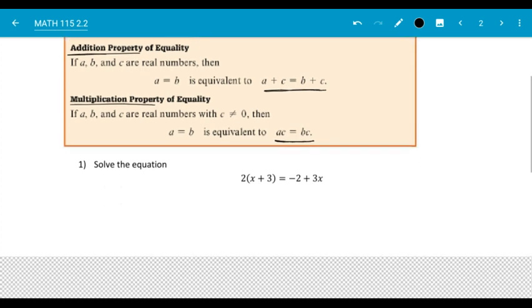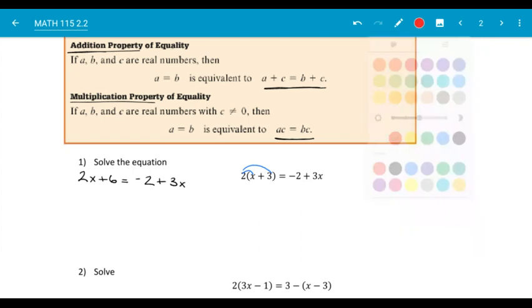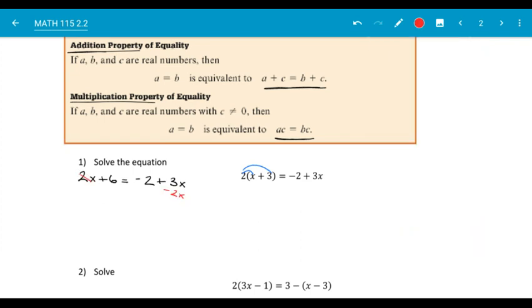So if we look at example 1, they've asked us to solve this equation. So we're trying to solve this for x. The first thing we're going to do is distribute the 2. So that's going to say 2x plus 6 equals negative 2 plus 3x. And then we could subtract 2x from both sides and add 2 to both sides. 6 plus 2 is 8 equals negative 3, 1x. So that would actually be our solution solved then. X equals 8 is our one and only solution to this equation.